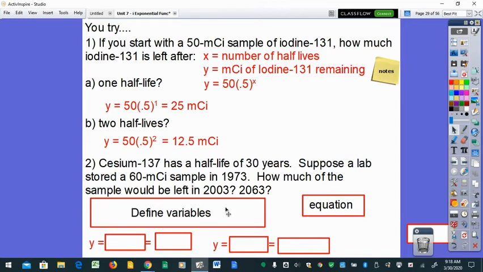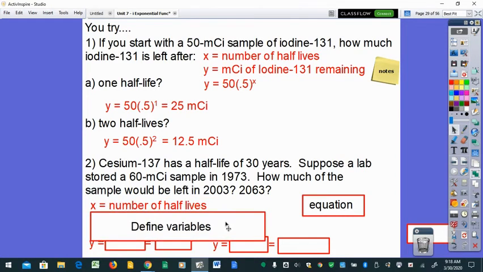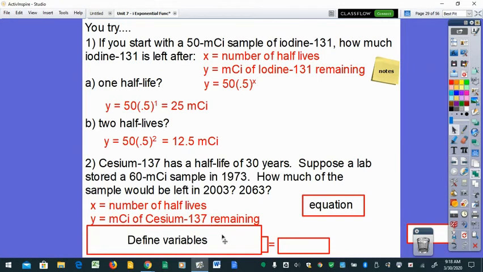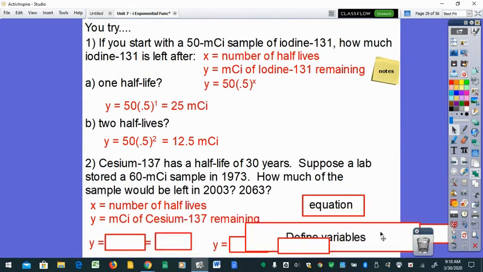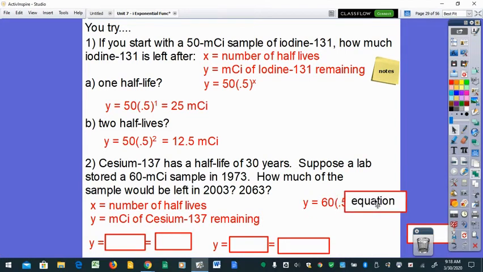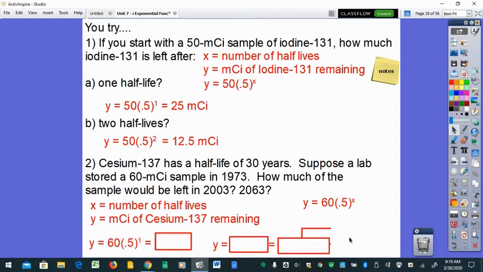So we're going to define our variables first. X is going to be the number of half-lives, and Y is going to be the amount of millicuries of cesium-137 remaining in the lab. Our equation, we're going to start with our 60 millicuries. Half of it is going to disappear. That's the 0.5 raised to the number of half-lives. Okay, so this time we've got to be careful. We've got to figure out how many half-lives would be 2003 and how many half-lives would be 2063. So you're not just looking at the number of years. You have to realize that every 30 years is a half-life. So from 1973 to 2003 would be 1 half-life.